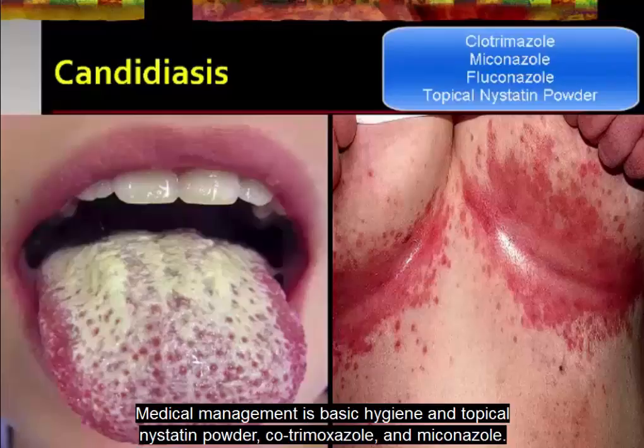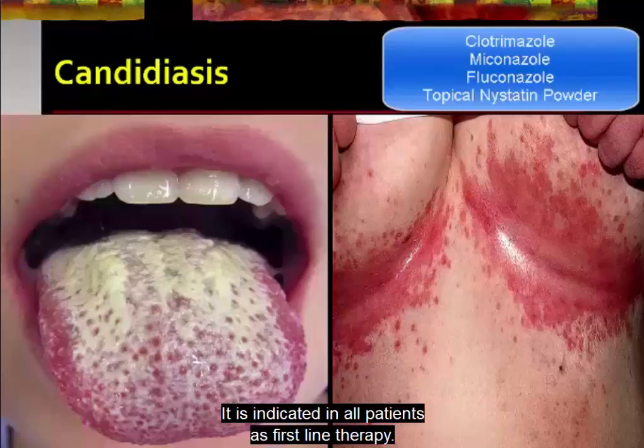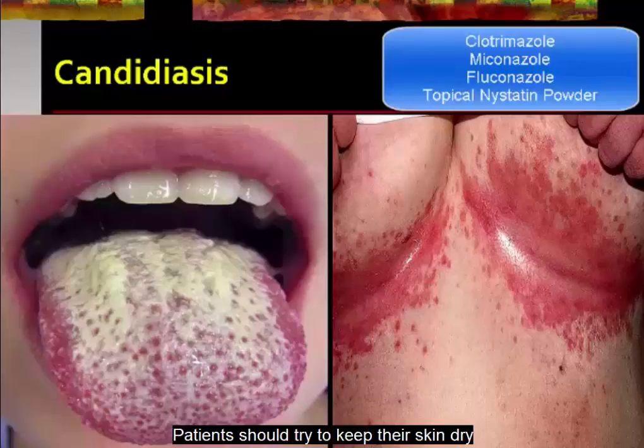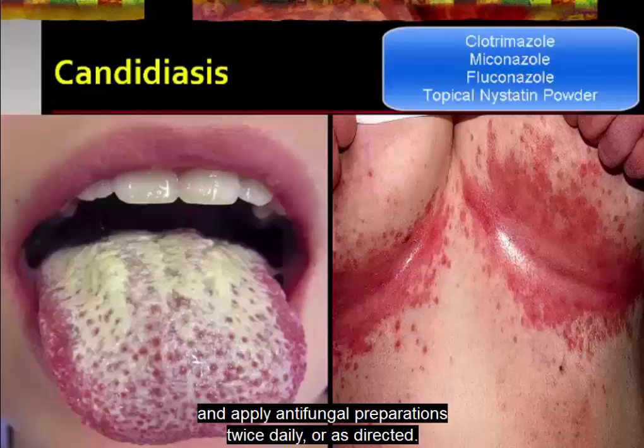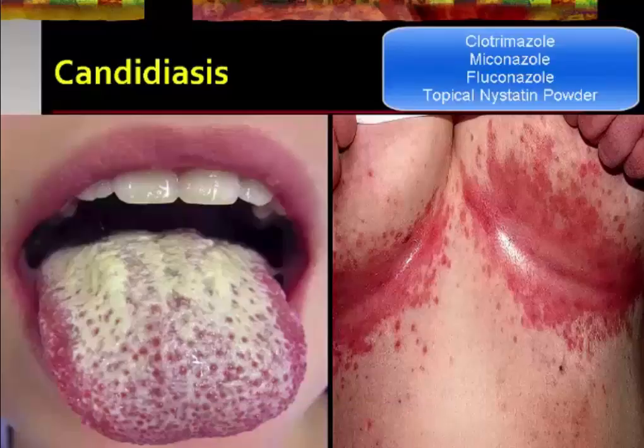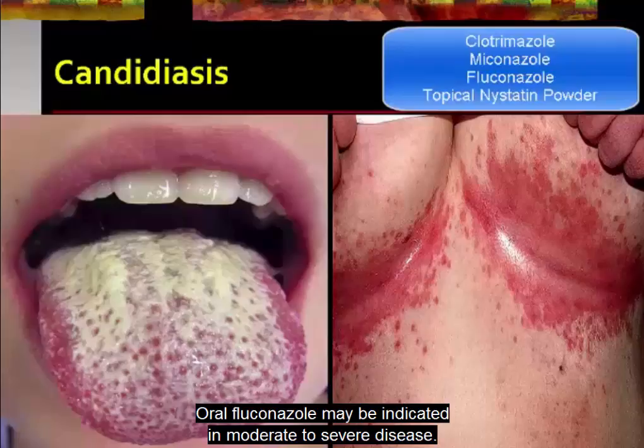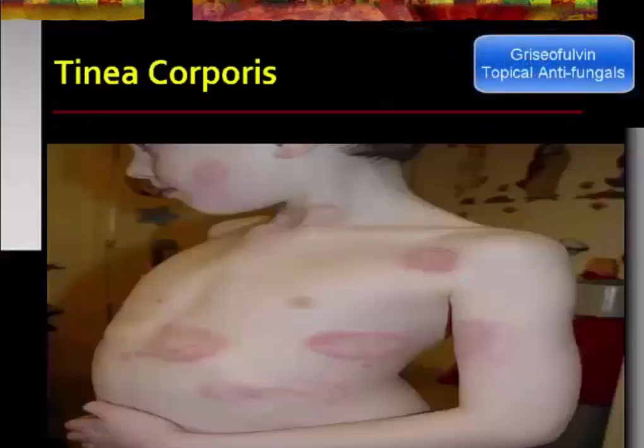Medical management is basic hygiene and topical nystatin powder, clotrimazole, or miconazole. It is indicated in all patients as first-line therapy. Patients should try to keep their skin dry and apply antifungal preparations twice daily or as directed. Oral fluconazole may be indicated in moderate to severe disease.